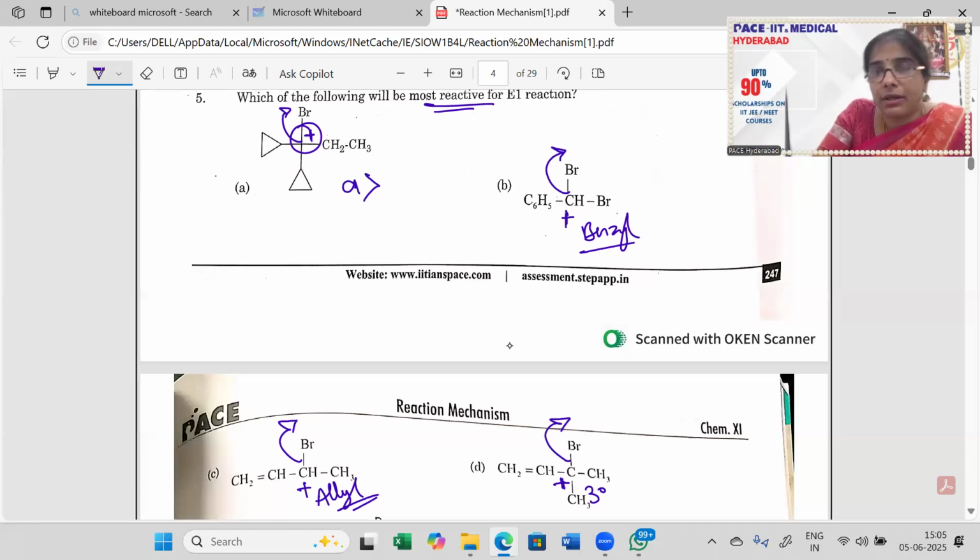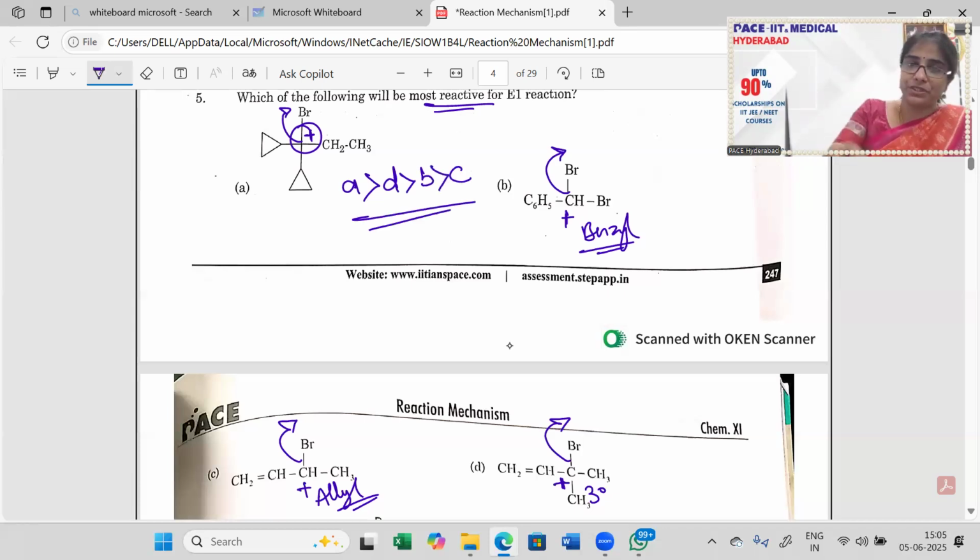So in your carbocations, first always cyclopropyl, then you have 3 degree, which is option D, then you have benzyl, then you have allyl. So ADBC is my option here.